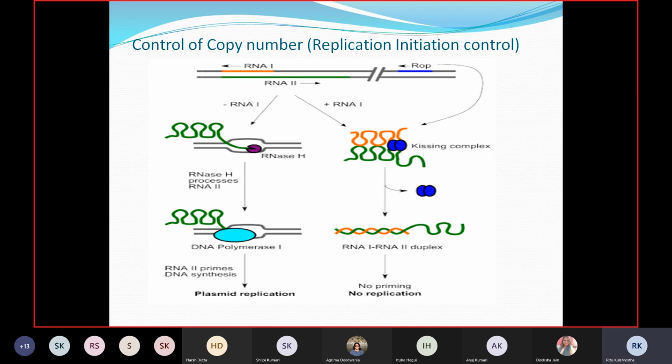So in many vectors, what they have done is they have made ROP mutants or deletions. If ROP is not there, then this complex is not stabilized, and ultimately RNA2 is available for priming function. And there is no control of copy number in that case. So in many vectors, you will find either RNA1 or ROP mutations or deletions.